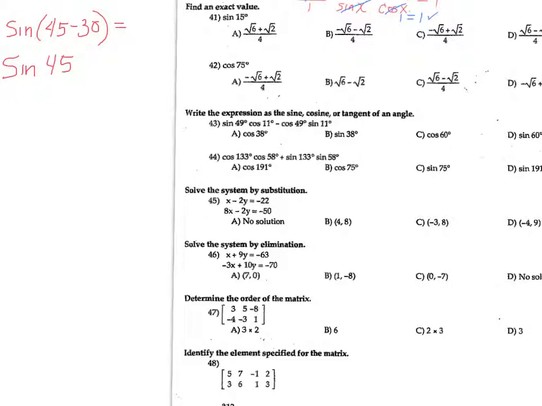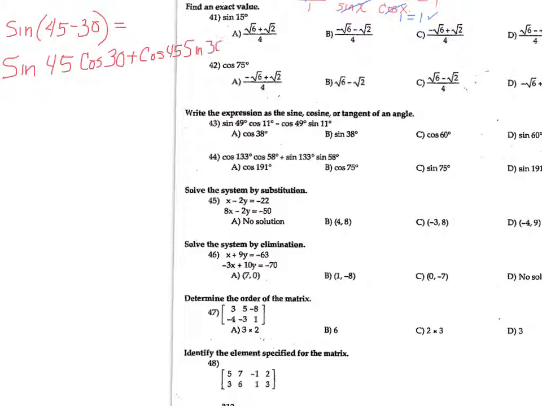Okay, so it's sine of u, and then what else? Times cosine of v, which is 30, and then what else? Plus or minus. In this case it's going to be plus, right? Because if it's a minus, then you have a plus. And then what else? Cosine u, which is cosine of 45, times sine of 30.